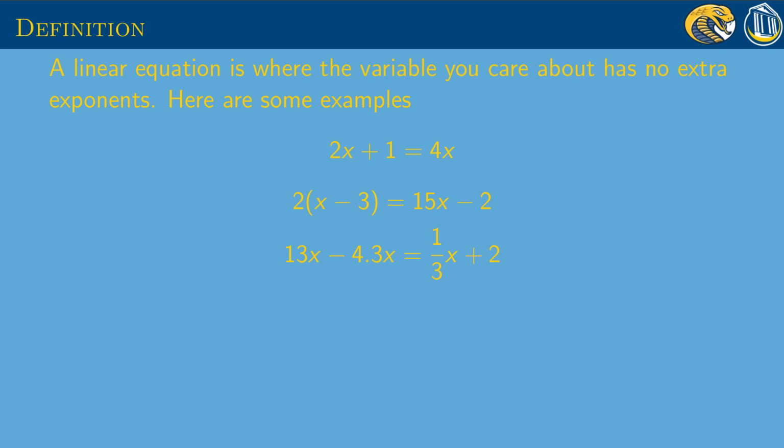So if we have something like 2x plus 1 equals 4x, even though x appears twice in this equation, this is still a linear equation because the exponent, which we usually don't write if it's just 1, is just 1. Notice, even though we can have parentheses, if we were to expand the second equation out, 2x minus 6, that's still linear on each side of the equal sign, and so this is still a linear equation.